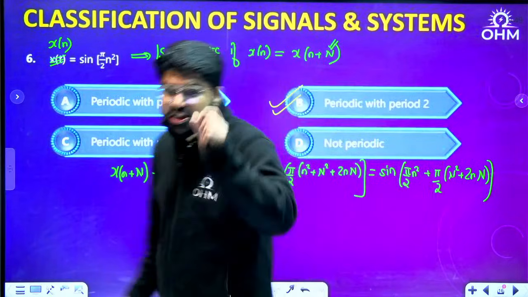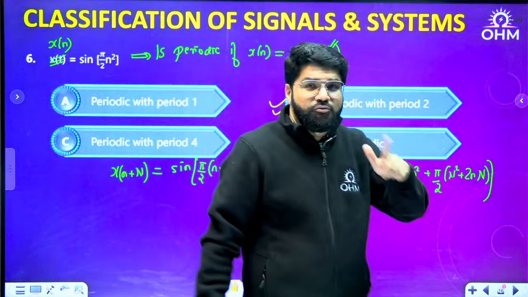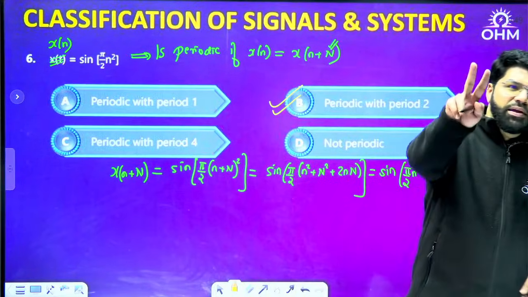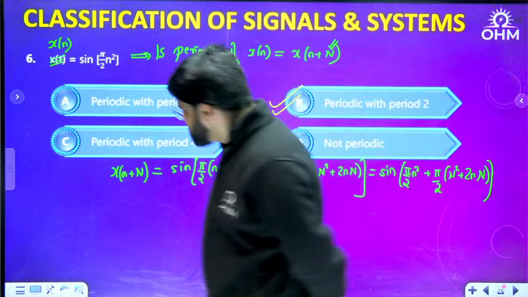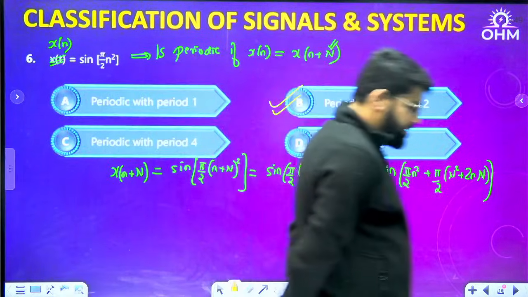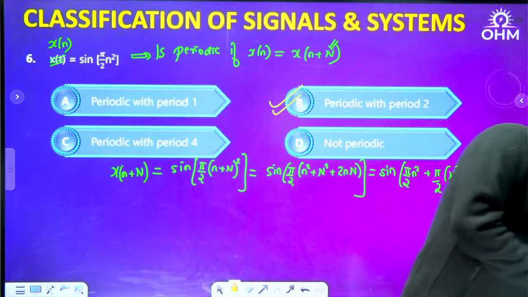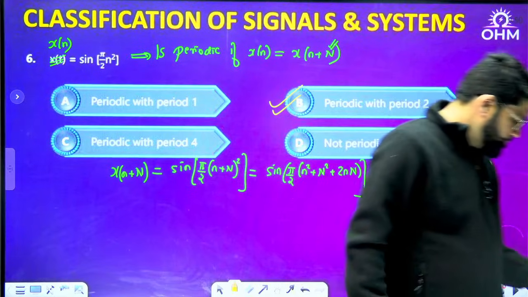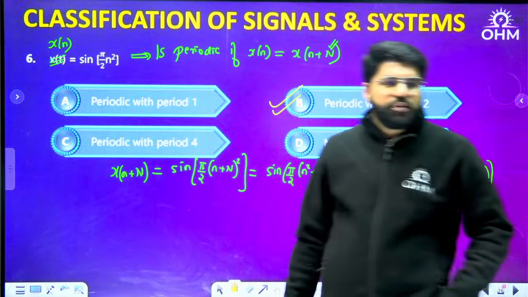See, this signal is periodic. Some of you thought it cannot be periodic, but yes, it is actually periodic, with period equal to 2. Hope that is correct. It is periodic with period equal to 2.